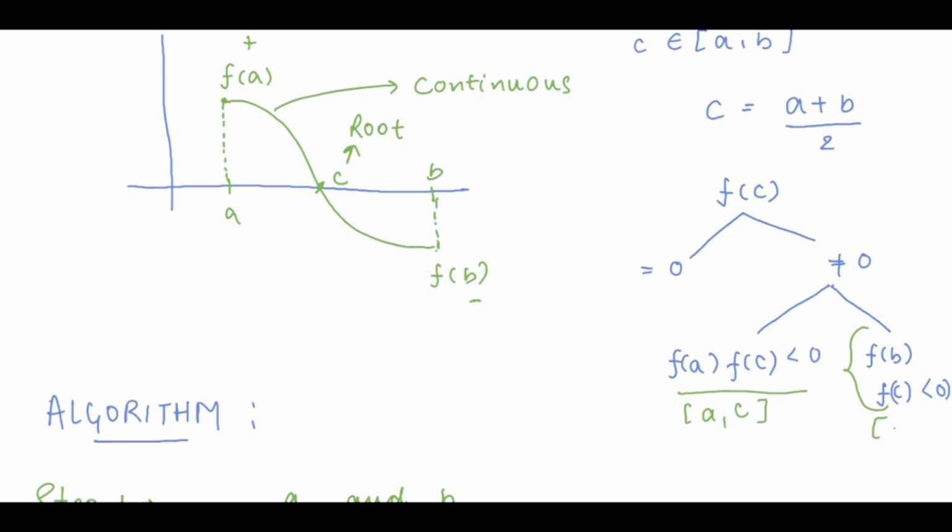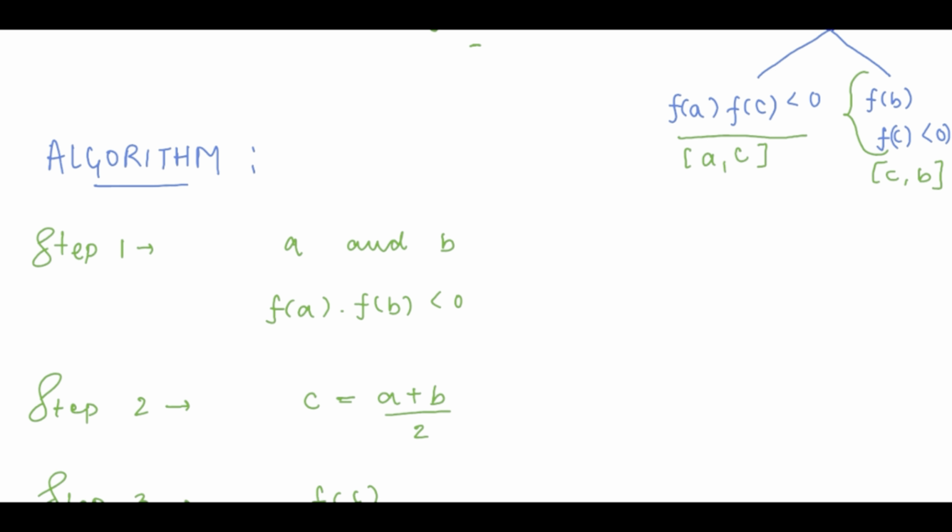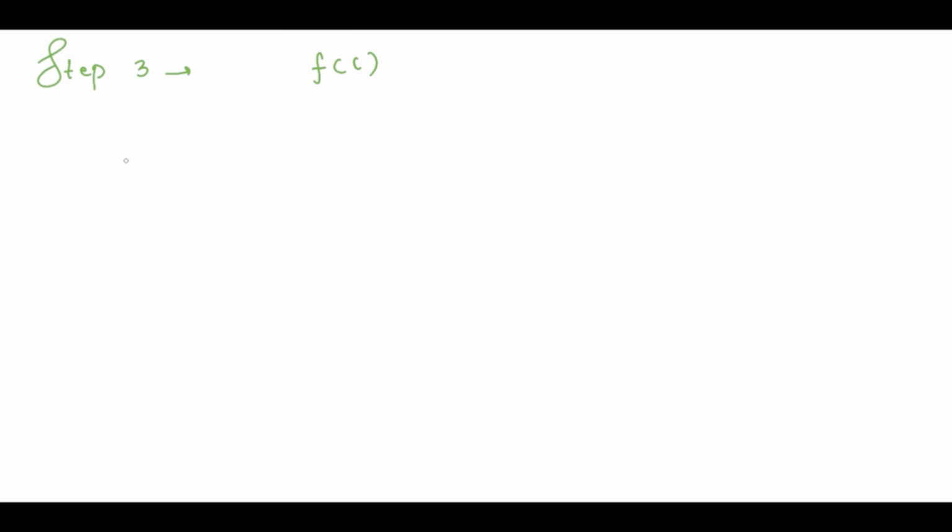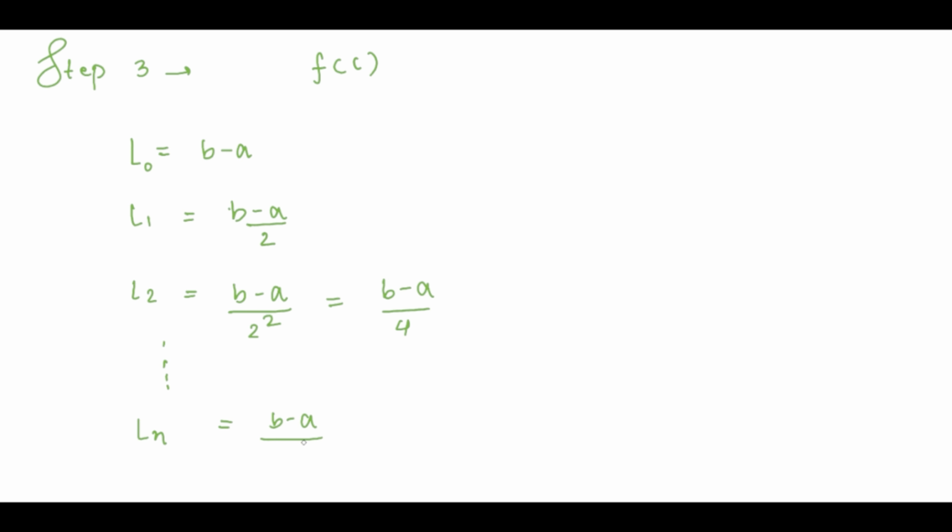And with every iteration, the interval containing the root becomes half as long. So initially we have taken the length as b minus a, and after one iteration we get this value as (b - a) / 2, and after two iterations you get (b - a) / 2 to the power 2, that is (b - a) / 4. And after n iterations you get L_n equals (b - a) / 2 to the power n.